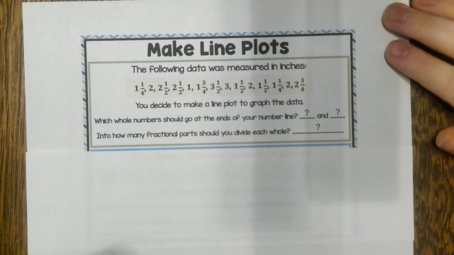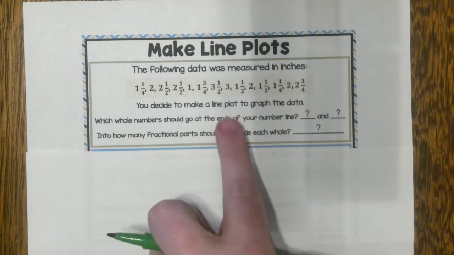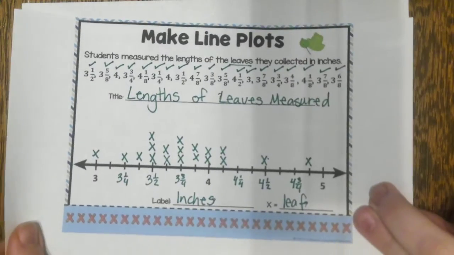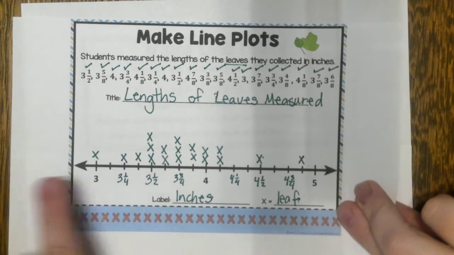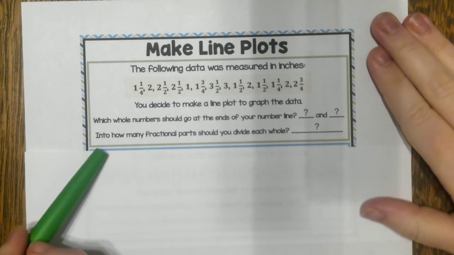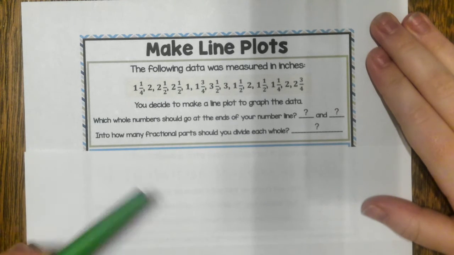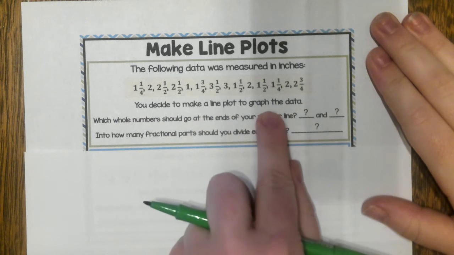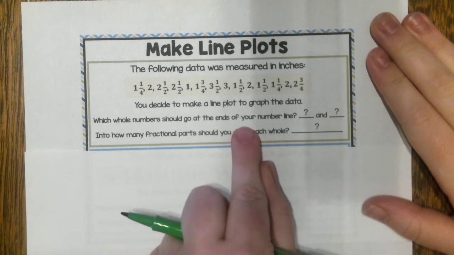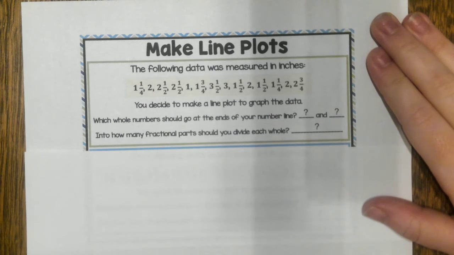The last ones you're going to see look slightly different. The only thing that is different between this and what we just did is that there is no line plot. If you were to make your line plot, you would have to draw a line for it. But to answer these questions, you don't have to make a line plot. You can decide to make a line plot to graph the data, but you can also answer the questions without a line plot. So let's look at it.